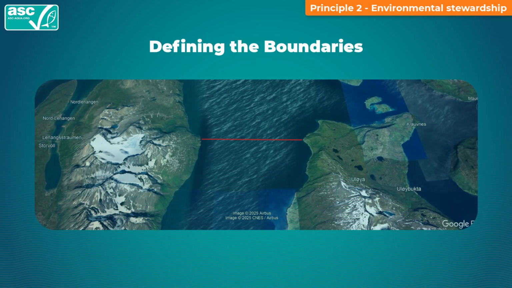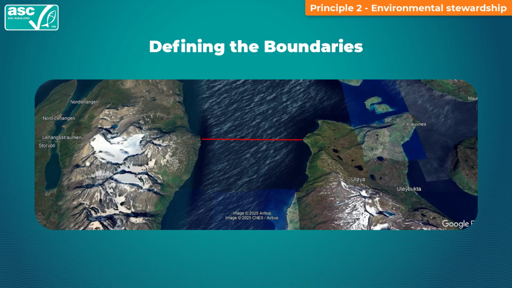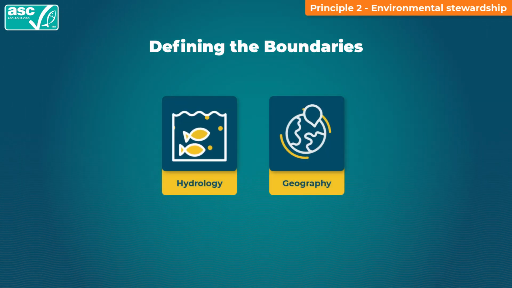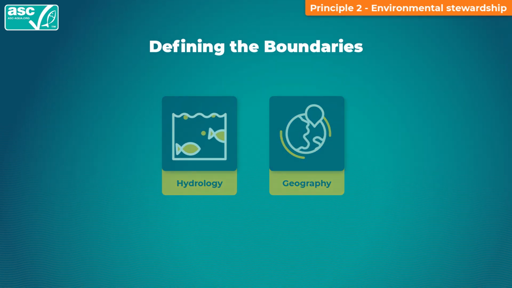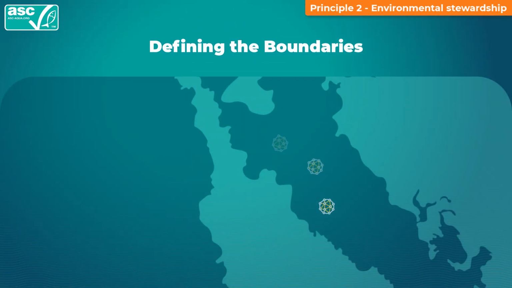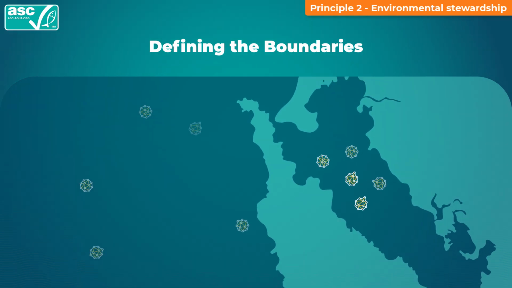First things first, where does one water body end and another begin? We define the boundaries of a water body by looking at the hydrology and geography of a water body. For example, some water bodies like fjords and bays are more isolated than others and are therefore more sensitive to nutrients than offshore marine systems.